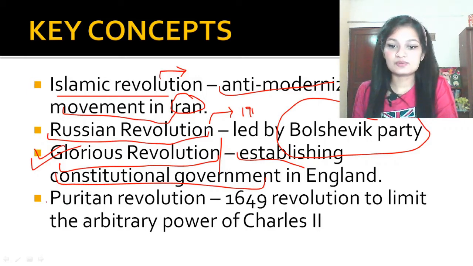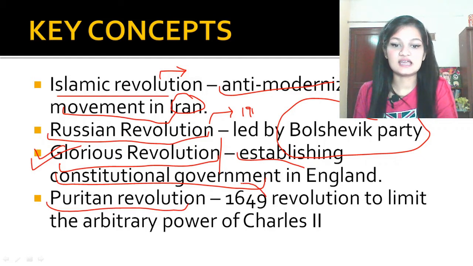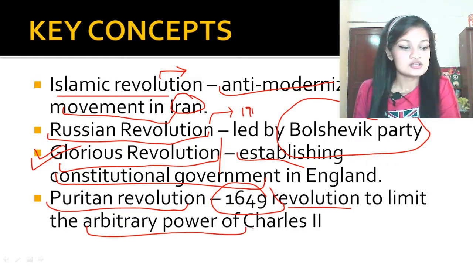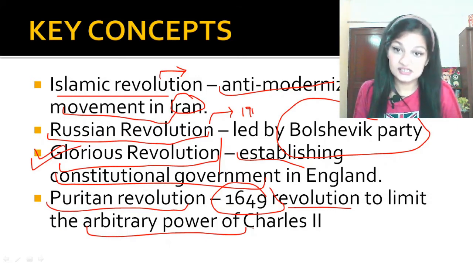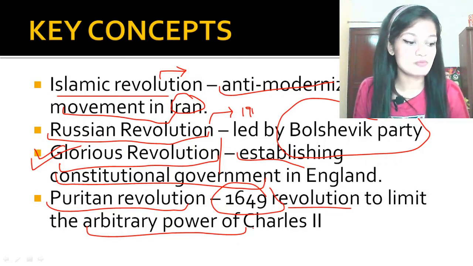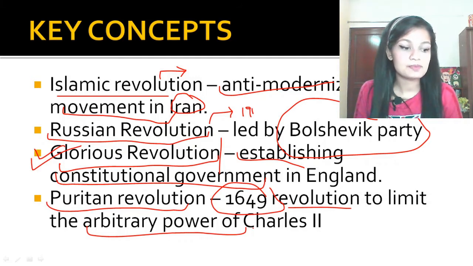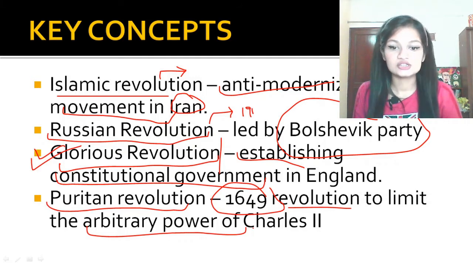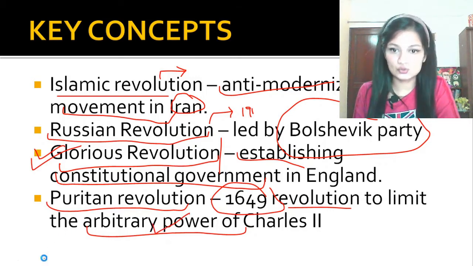The next is the Puritan Revolution, which was held in 1649, a revolution to limit the arbitrary power of Charles I. So what basically happened in this was that there were two sides. The one side was led by Puritans, who are also called Roundheads, and this also included the middle class and small landowners, and they were pitched against Cavaliers or the nobility. So the idea of this revolution was to limit the arbitrary power of Charles I.